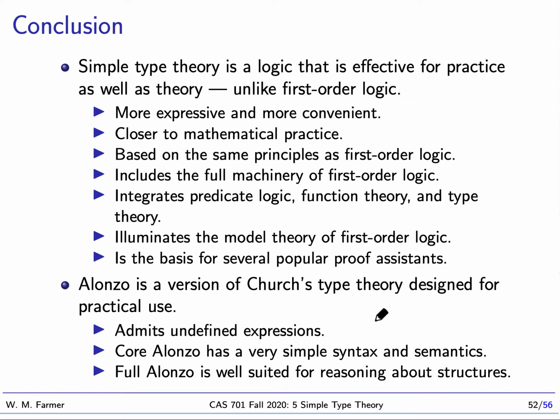Now, Alonzo is a version of Church's type theory that's designed for practical use. And one thing it does, unlike most logics, is admit undefined expressions. Core Alonzo has a very simple syntax and semantics. Full Alonzo, however, has a more complex syntax and semantics, but it's well suited for reasoning about structures.